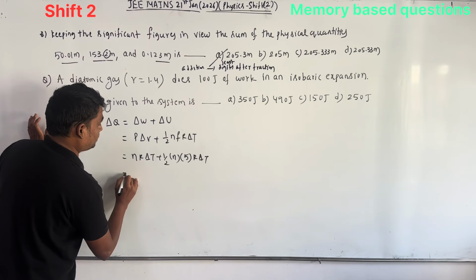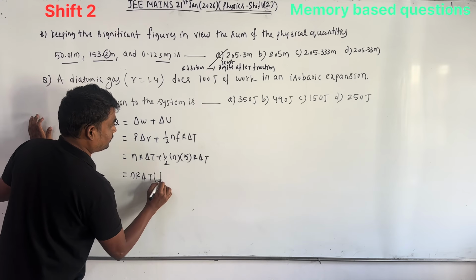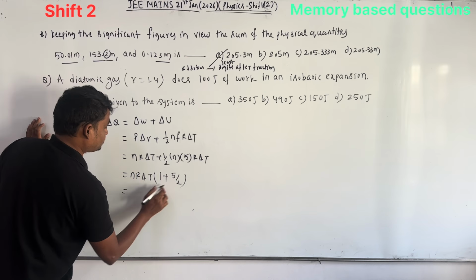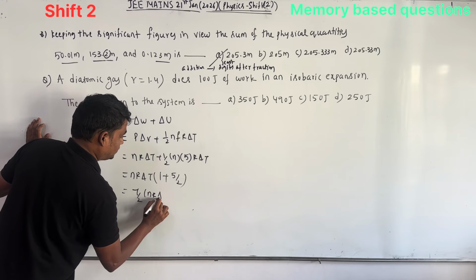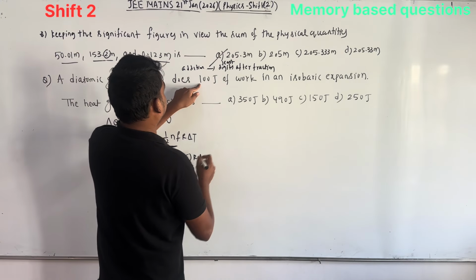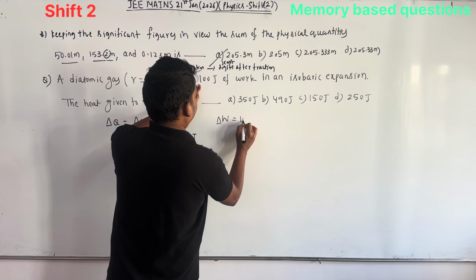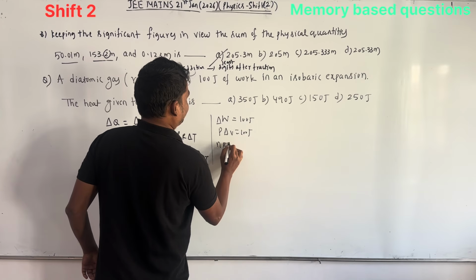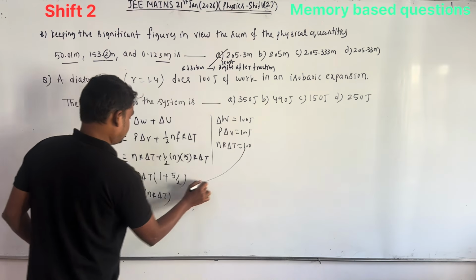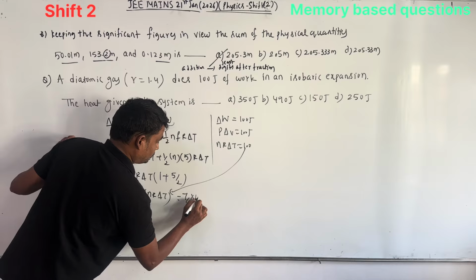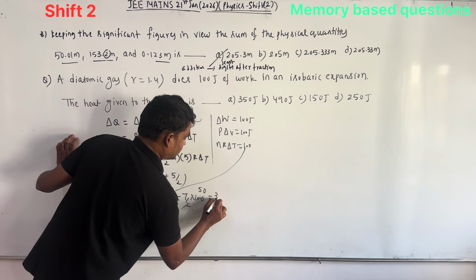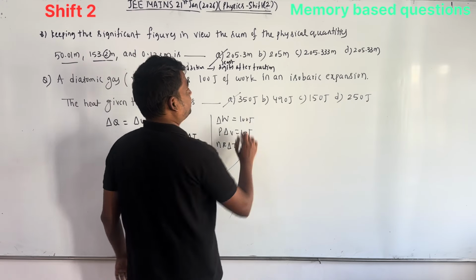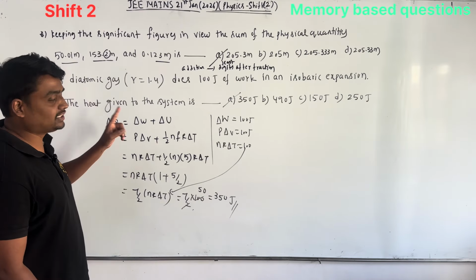From here, what can we take common? nR delta T we can take common, we will get 1 plus 5 by 2, that is 7 by 2 nR delta T. We know the amount of work done here is 100 joules. So 100 joule equals P delta V, which is nothing but nR delta T. Substitute this here, so we get 7 by 2 into 100. 2 5s are 10, 7 5s are 35. So 350 joules of heat energy is given to the system. Option A is correct for this question. So we can easily do this question.